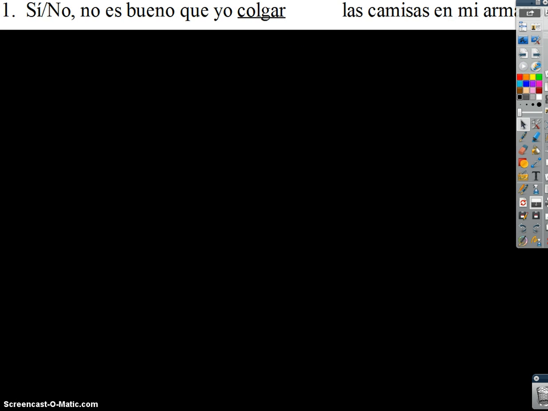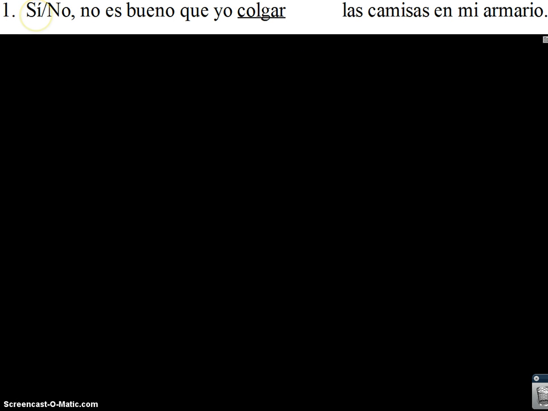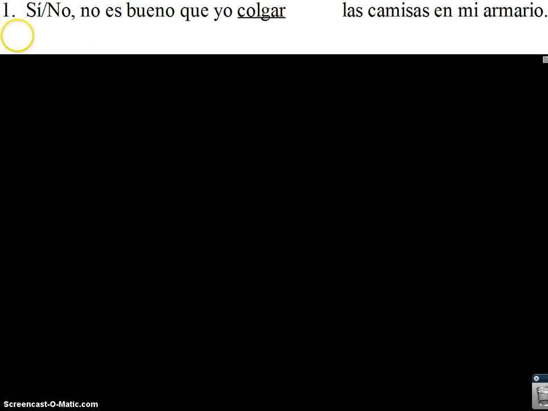Let me show you. Essentially, for number 1, you're going to start it with sí or no, no, and then you're going to have the first expression from our notes, which is es bueno que, yo, and then of course I have the infinitive here. You're going to have to conjugate colgar into the subjunctive here, and then las camisas en mi armario. Then you're going to skip a line and write the English translation of that.